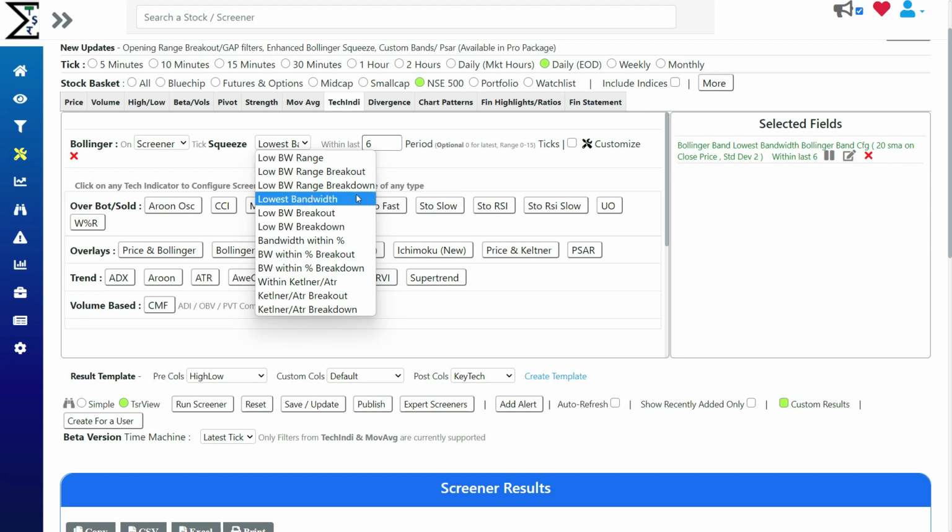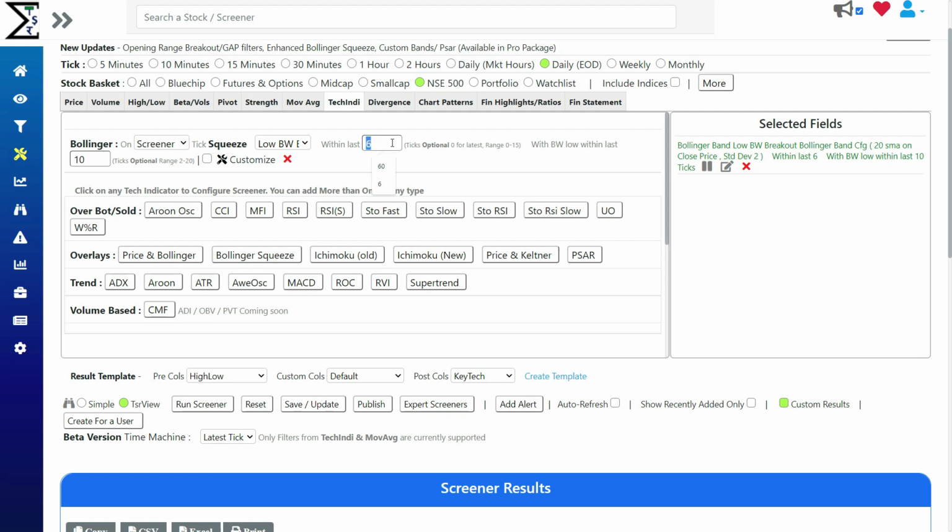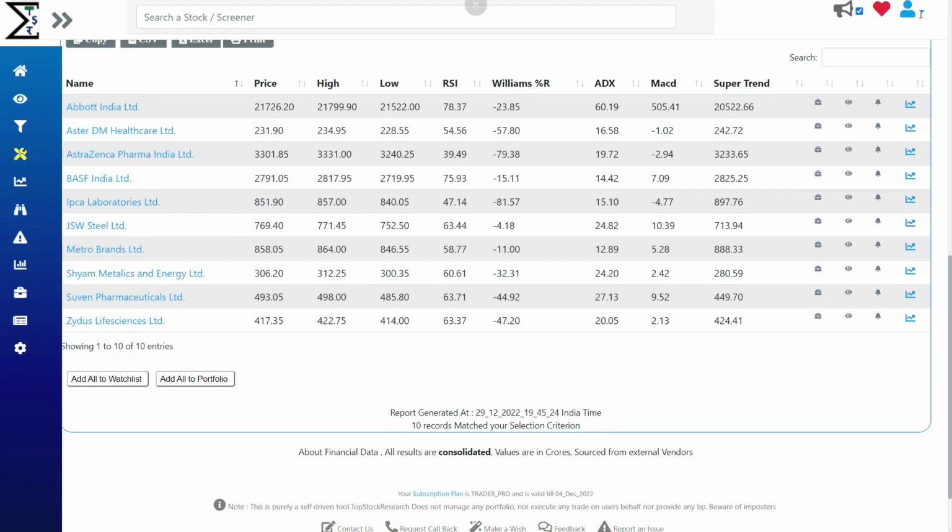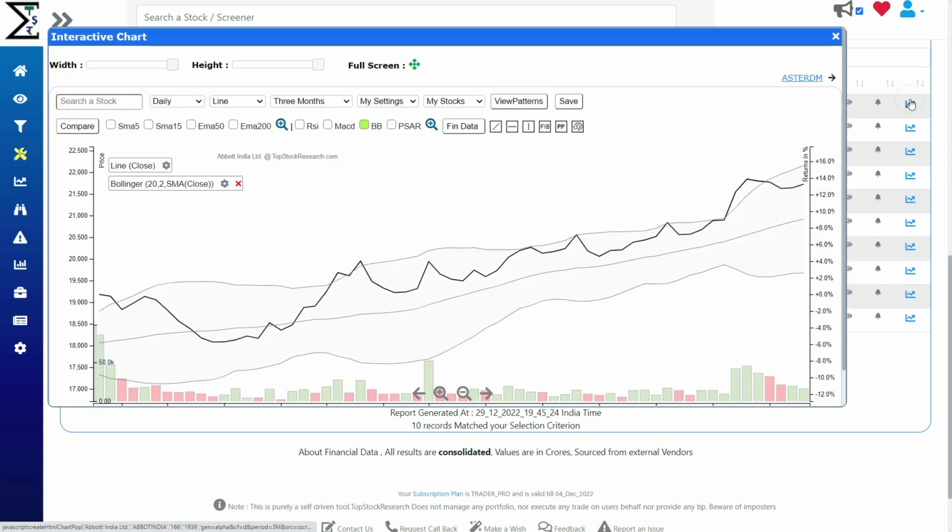Lowest bandwidth is a pretty commonly well-known thing, right? A lot of people in the industry would be using lowest bandwidth. The third one which we have is Keltner, which will come in a short while. So let's see lowest bandwidth breakout. You can get a breakout in the latest tick or in an earlier tick, with lowest bandwidth within the last, maybe I'll put five numbers. Play with these numbers, what really works well for you. So it has given a breakout from the lowest bandwidth in the last n ticks.